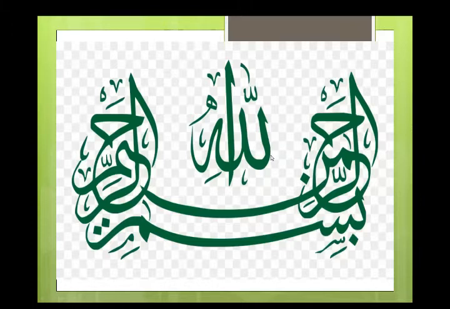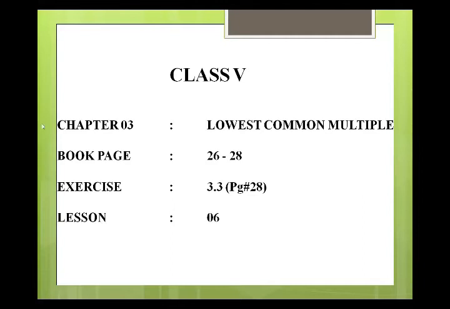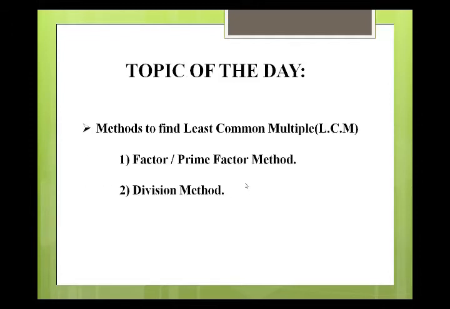Firstly, we read chapter number 3 from your book, lowest common multiple, which is today's topic. We just learned it at page number 26 to 28. And in today's teaching we cover exercise 3.3, which is from your book, exercise page number 28.